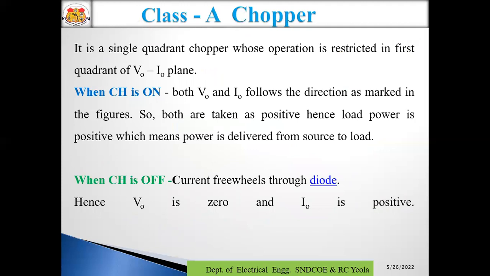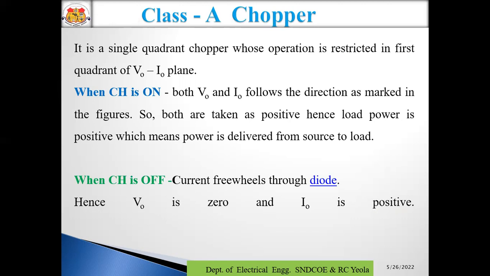Today we will complete only class A chopper and class B chopper, and the remaining choppers we will discuss in the next lecture. So let us understand the main function of the class A chopper. Class A chopper is a single quadrant chopper whose operation is restricted to the first quadrant of the V0 and I0 plane. That means it works in the first quadrant. There is also a mode of operation when the switch is on, or the chopper is on. Both output voltage and output current follow the direction as marked in the figure.